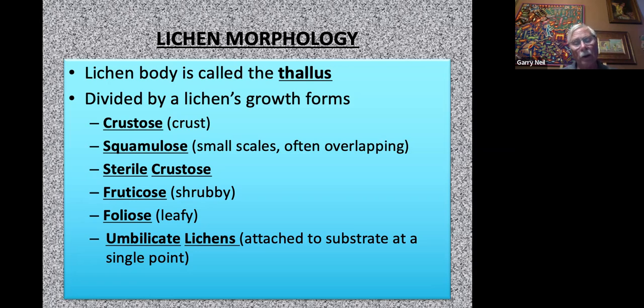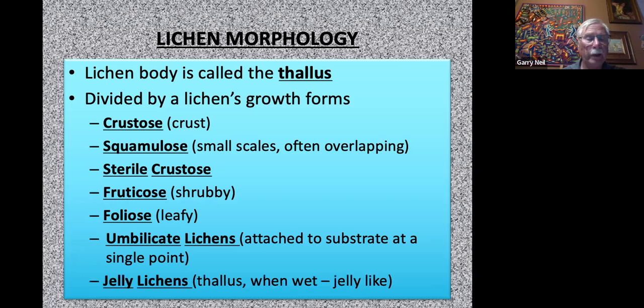And the only reason why they're called that is because they are only attached at one specific point in their structure. Then finally, with the ones we talked about already, the ones that have cyanobacteria in it, the jelly lichens, when wet, they're very jelly-like in texture.